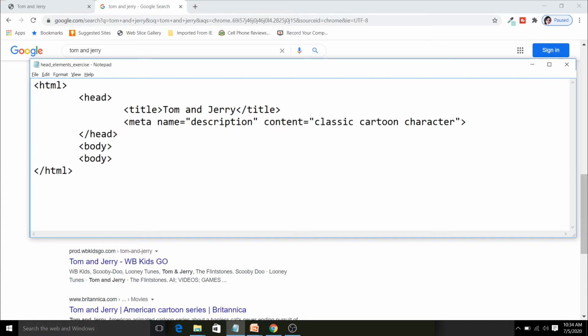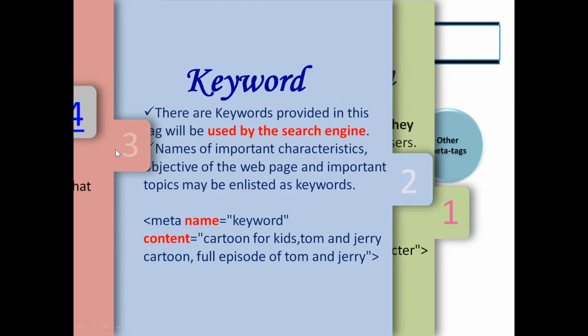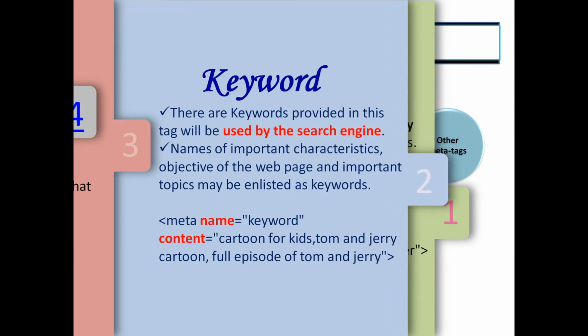Now we will see the next type of meta tag, that is keywords. Keywords are a very important term and are used by search engines to display your web page on a priority basis, and your web page will get ranking in search results with the help of keywords. We will see the code in a Notepad file.